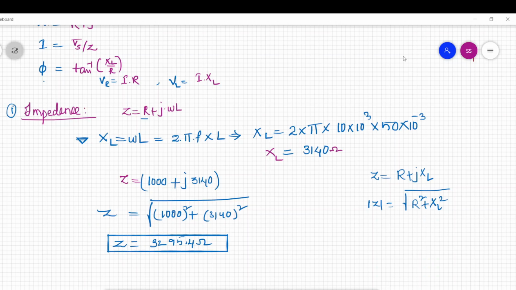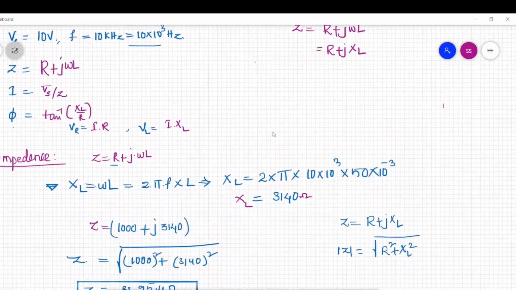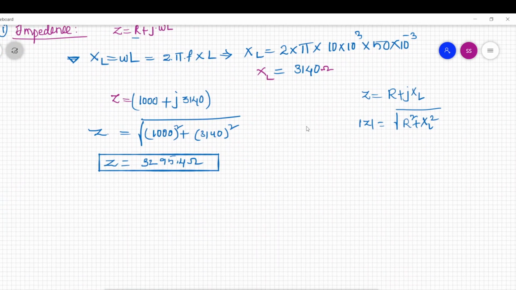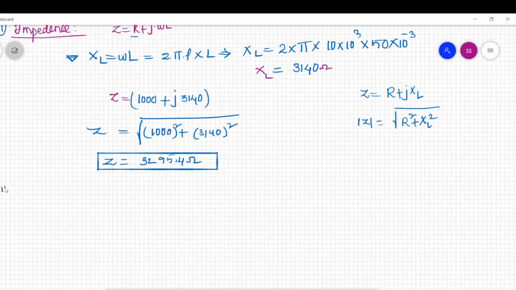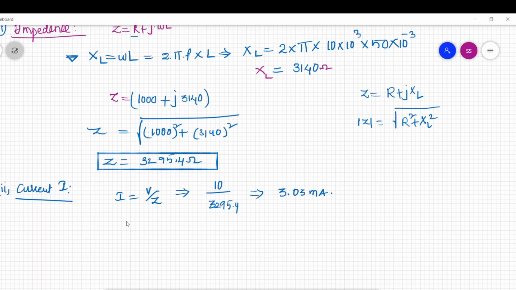Now let us find the second quantity, the current through the circuit. Because it is a series circuit, the current will be the same. Current I equals V by Z. What is V given in the question? That is 10, divided by the Z obtained, 3295.4 ohms. So the current will be around 3.03 milliamperes. So we have found the second quantity, the current through the circuit, 3.03 milliamperes.